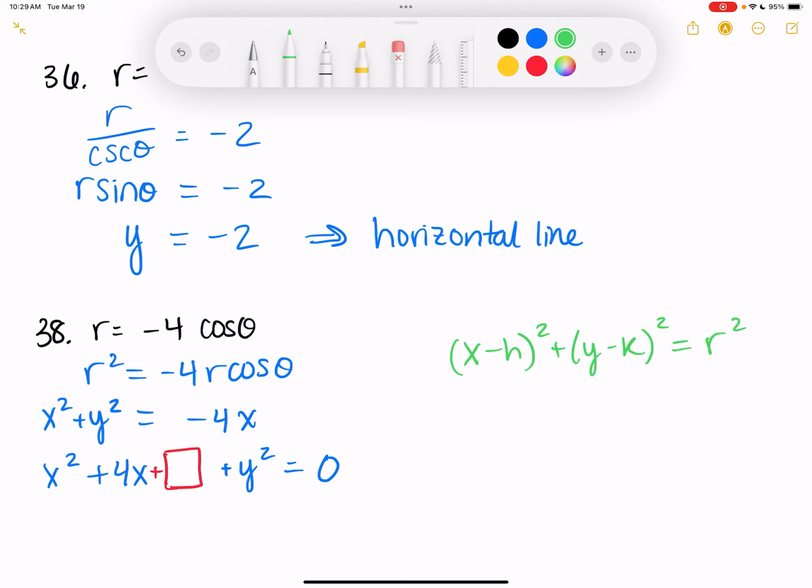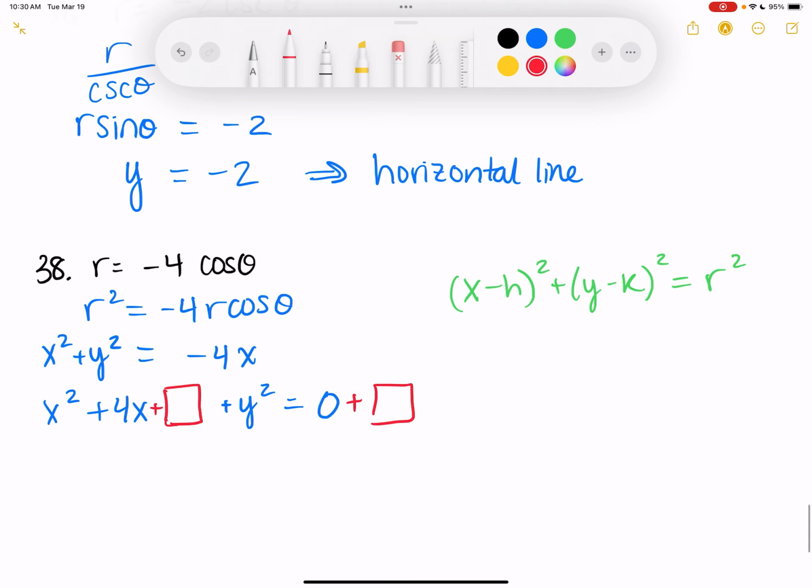So essentially, I'm trying to make this look like this. However, in this case, k is going to be 0 because I just have y squared over here. Because I don't have any other y terms. Now remember, with completing the square, when I add a box to the left, I have to also add one to the right. So disregard everything else, but what is half of this middle term squared? 4. So I put a 4 here. I also need to put a 4 on this side.